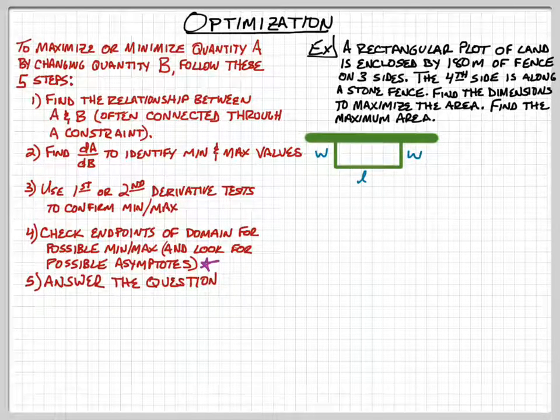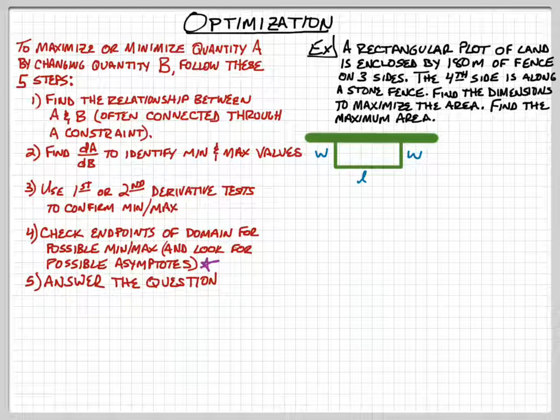So we've got the widths are going to be the same and the length is going to be a different dimension. Now again, this is the second most common. This is kind of comparing perimeters to area. So volume to surface area, perimeters to area, these two types of problems are generally the most common, but you can optimize lots of different things.